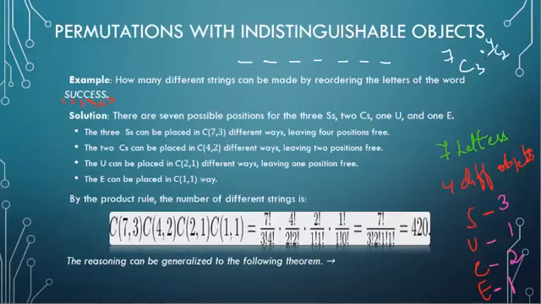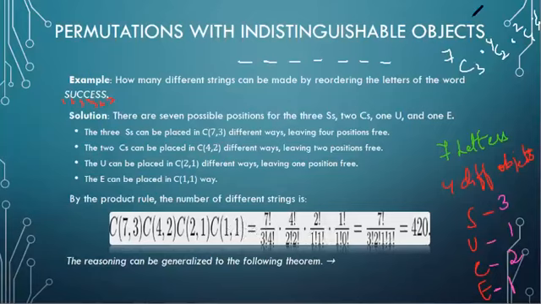Why am I using multiplication? Because we are taking different tasks; there are different ways to fill different blanks. That is why we use the product rule. After filling C and S, there will be only 2 blanks left, and in them we place 1 U, and in the last blank we place 1 E. So it will be 7C3 into 4C2 into 2C1 into 1C1. You can use the formula for nCr and then solve it.